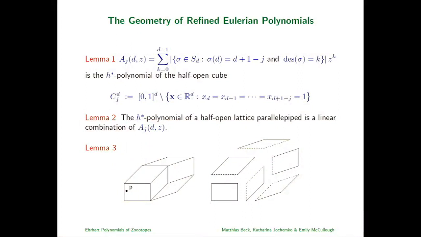And so what's the last ingredient? Well, I said this already. If you have a parallelepiped, then the H star polynomial is just a combination of those refined Eulerian polynomials. So if you take this now, mix a little bit, you're going to get our theorem. Just to make sure, if you take only actual zonotopes, then the smallest cone that contains all of them is the cone that you described. That's right.